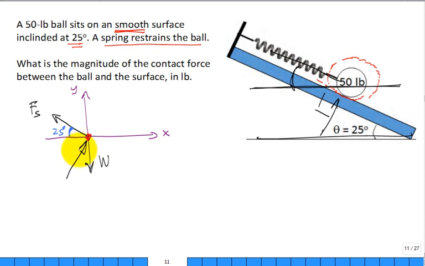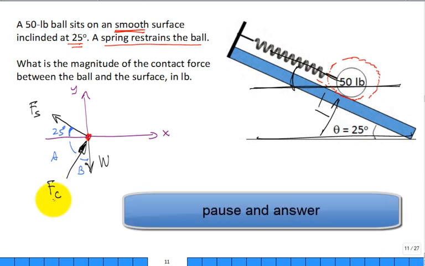Now you could put the contact force like that. True? And then you've got to figure out an angle for that contact force. Is this side 25 or that side 25? Side A or side B is 25 degrees. Clicker question. We'll come back and grade that one. One of those two angles, A or B, is 25 degrees. This force right here is my contact force supporting or reacting to the bottom of the ball.